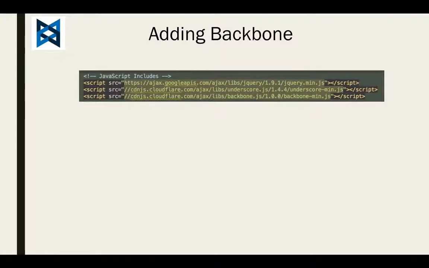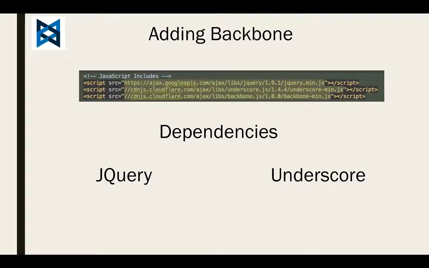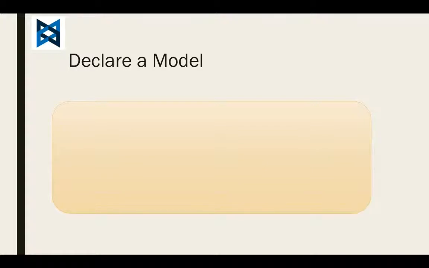So you want to add Backbone. This is basically how you would add Backbone. It does require some dependencies, jQuery being one of them, and also underscore. Now, once you have Backbone installed, you're in the back end.